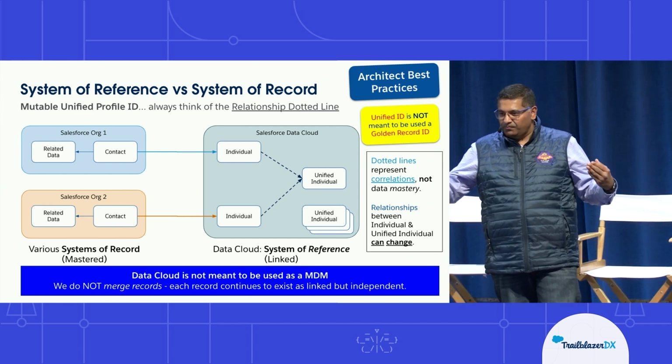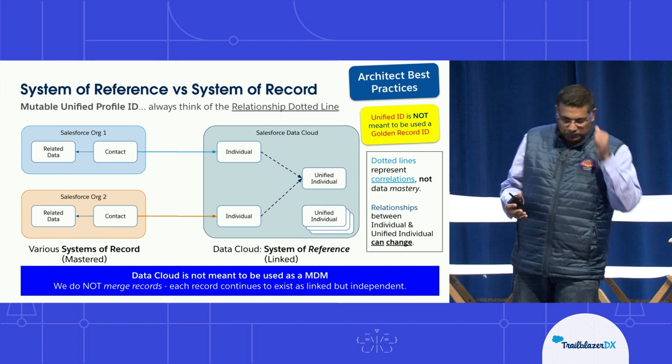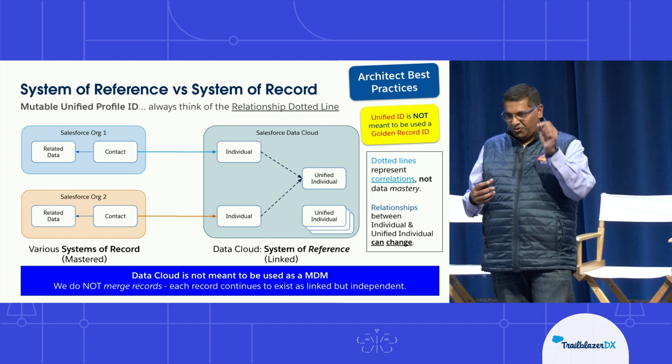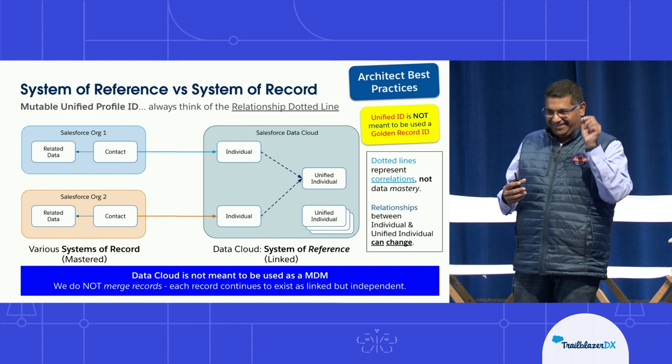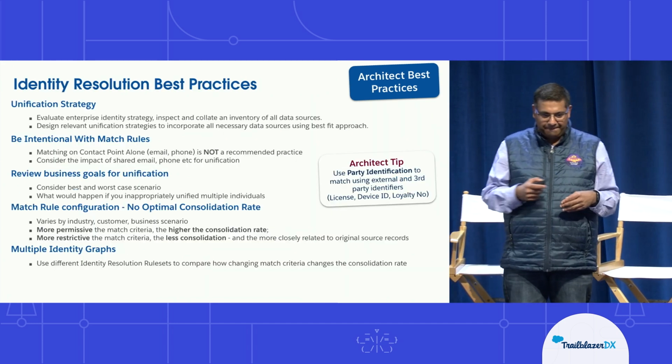Within the unification process, we create a unified ID. One thing to remember from here is do not use that as your golden record ID because it is mutable. It can change based on your match rules changing.